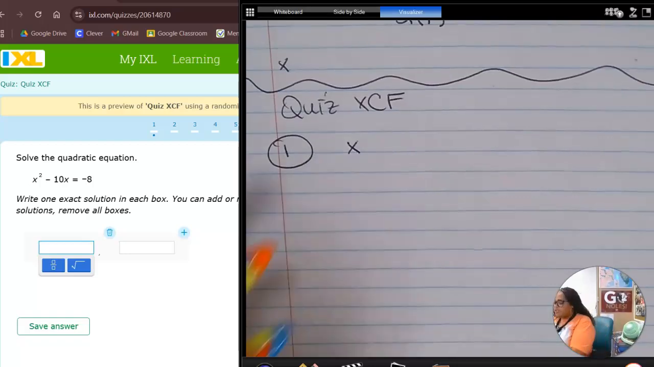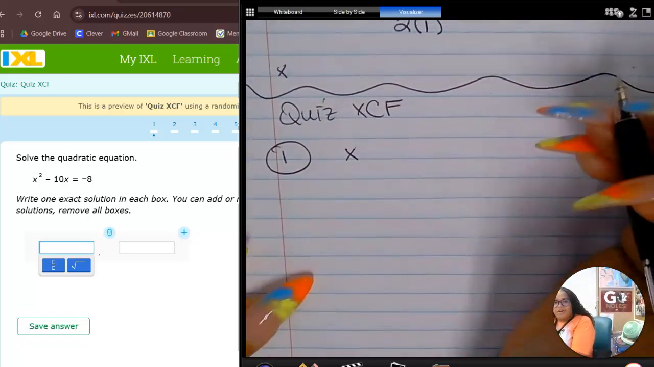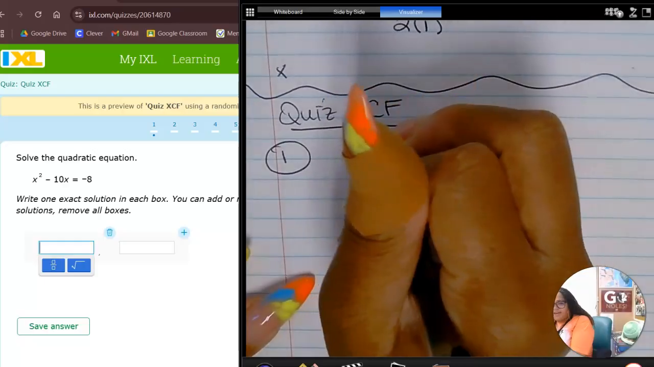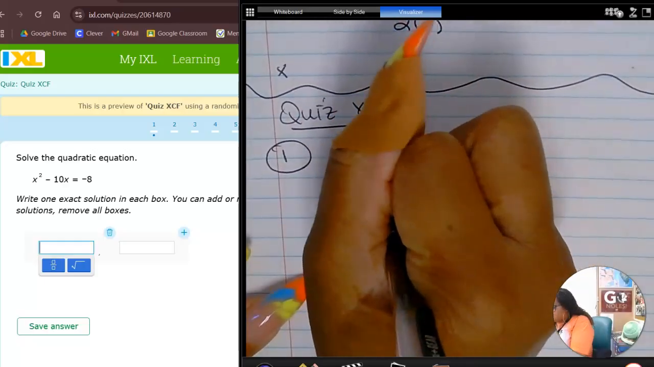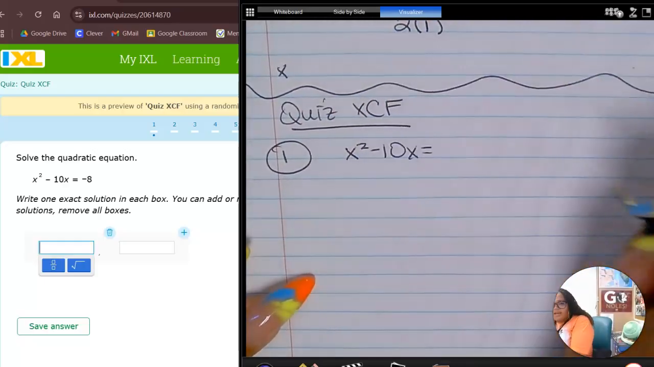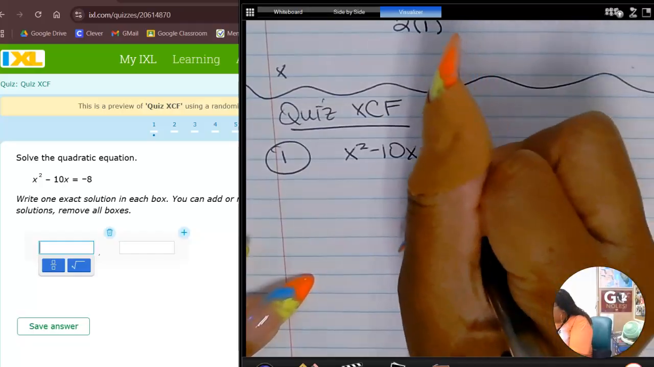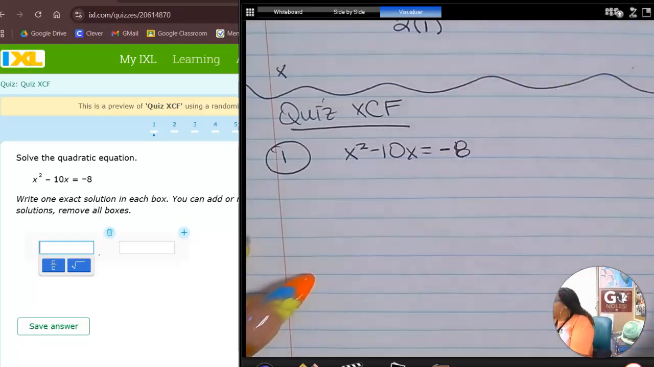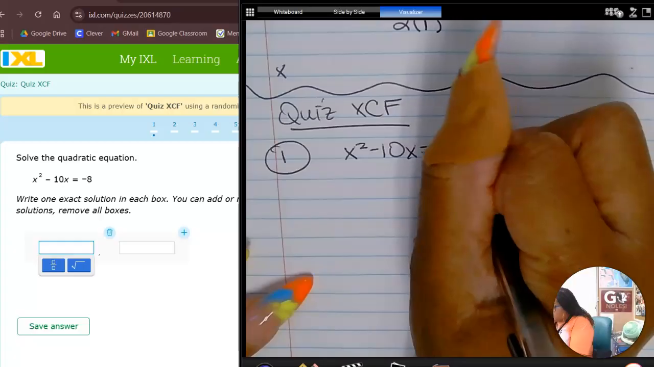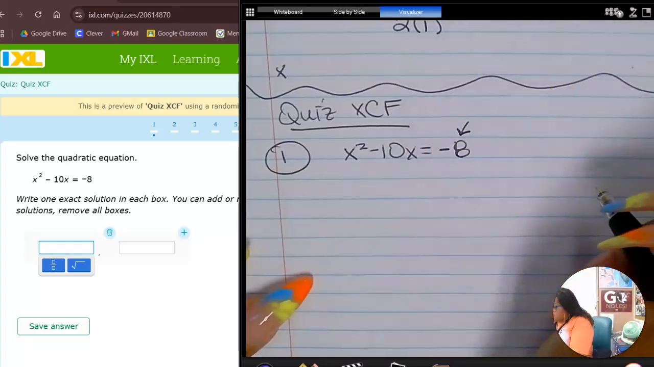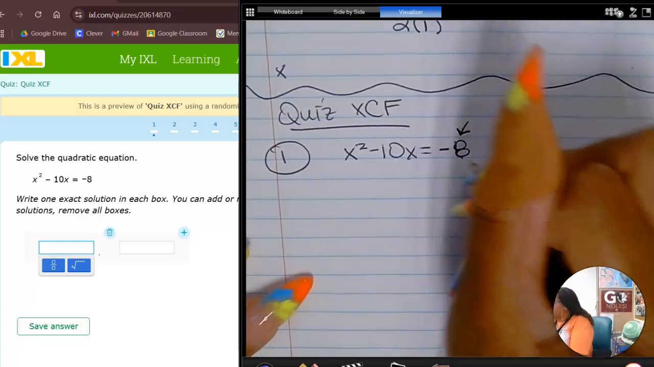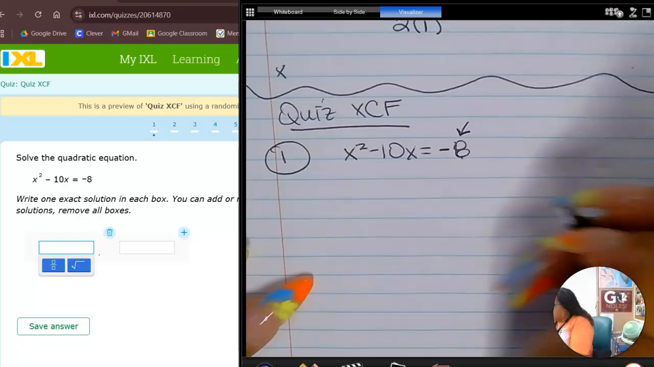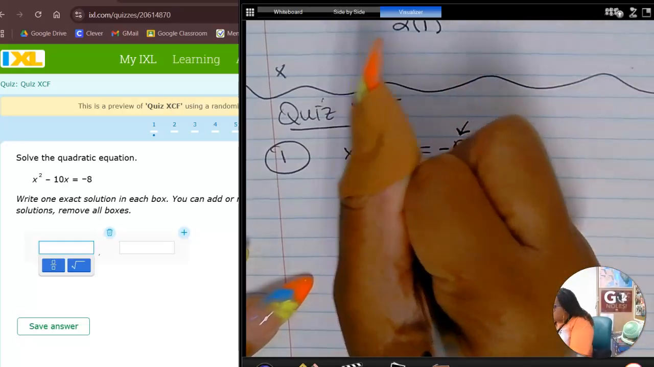Okay, so for this first question, for the quiz, we have x squared minus 10x equals -8. You should be writing this down. Now remember, your number 1 might not be my number 1. It has to equal who over here? It has to equal 0. So how do I get rid of the -8? Add 8 to both sides.